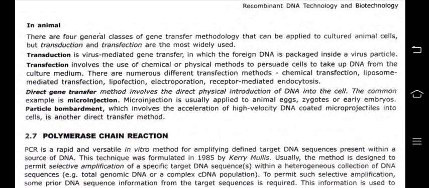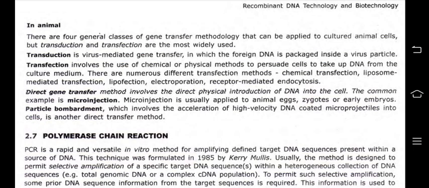In animals, there are four general classes of gene transfer methodology that can be applied to cultured animal cells, but transduction and transfection are the most widely used. Transduction is a virus-mediated gene transfer in which the foreign DNA is packaged inside a virus particle. Transfection involves the use of chemical or physical methods to persuade cells to take up DNA from the culture medium. There are numerous different transfection methods: chemical transfection, liposome-mediated transfection, lipofection, electroporation, and receptor-mediated endocytosis.